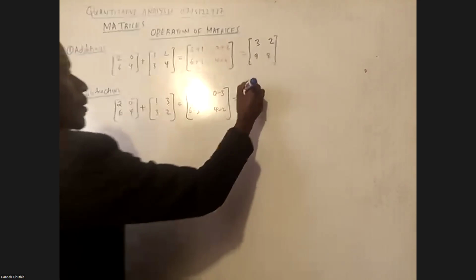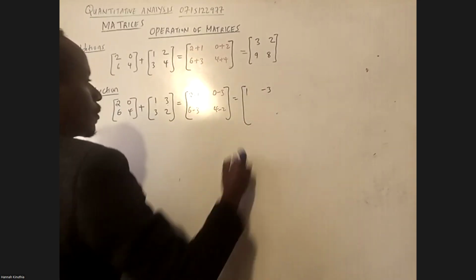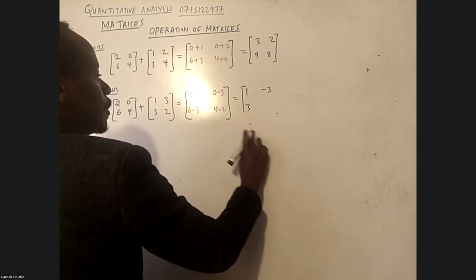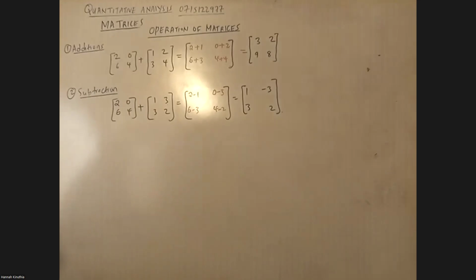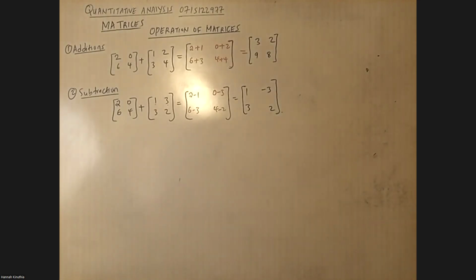So 2 minus 1 is 1, 0 minus 3 is minus 3, and 6 minus 3 is 3, and 4 minus 2 is 2. That's how you find that one. If we go quickly, that's how we do subtraction. Then we go to the last one. Here in subtraction it is 2 minus 1 and 0 minus 3, and then 6 minus 3 and 4 minus 2. So these are the ordinary things.